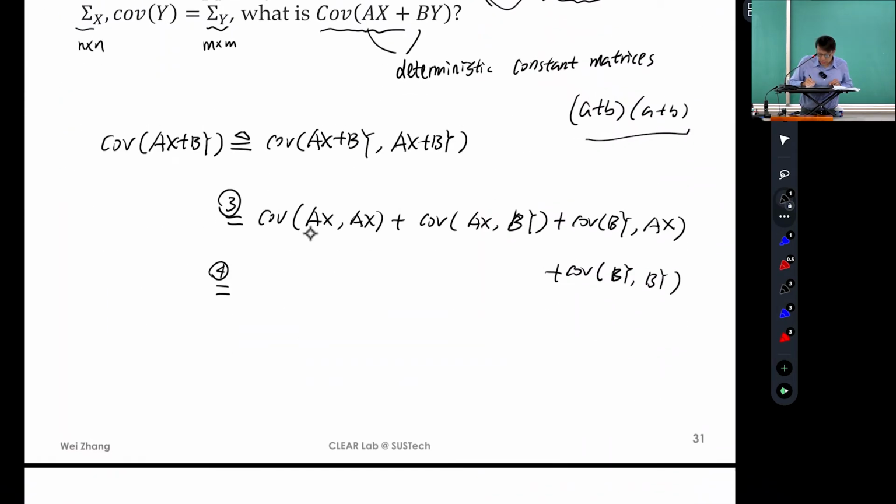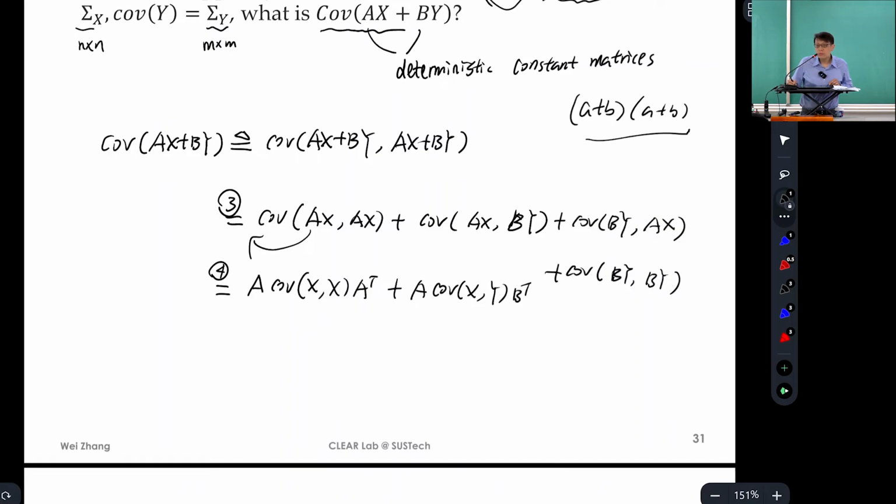What you get is that this guy can be moved out. This is A covariance of X with X, A transpose, plus A covariance of X with Y, B transpose, and plus B covariance of Y with X, A transpose, plus B covariance of Y with Y, B transpose.